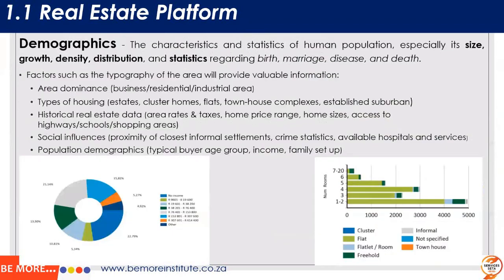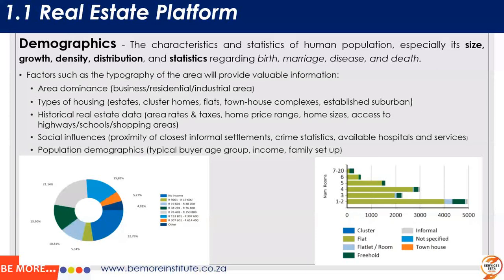Another dynamic that affects practicing real estate is demographics. What do we mean by demographics? The characteristics and statistics of human population, especially its size, growth, density, distribution, and statistics regarding birth, marriage, disease, and death. Factors such as the topography of the area will provide valuable information. What do we mean about that?